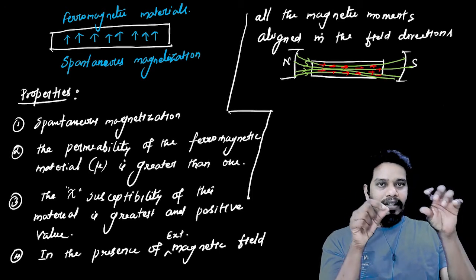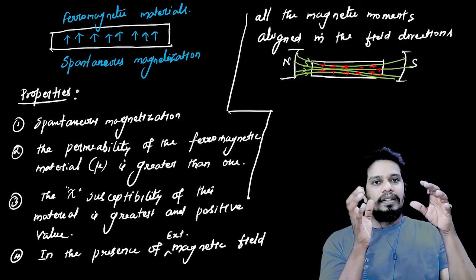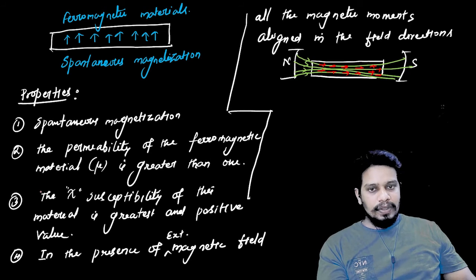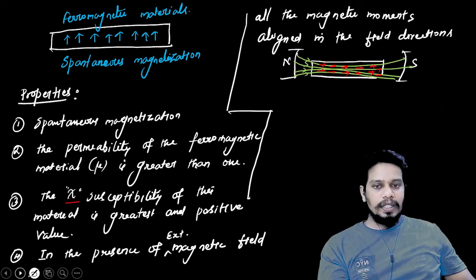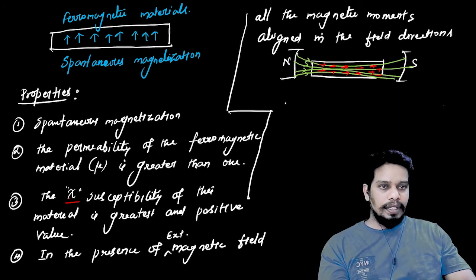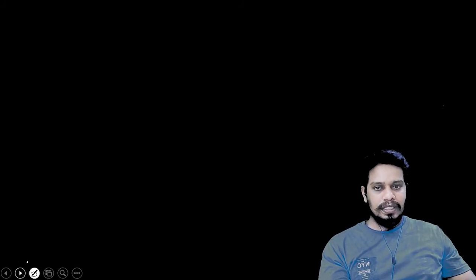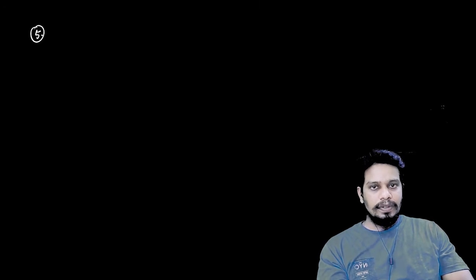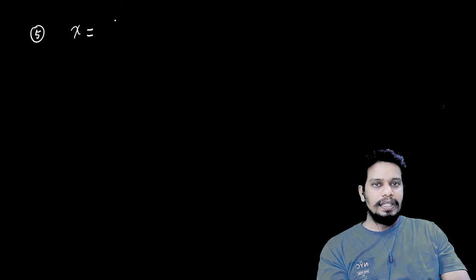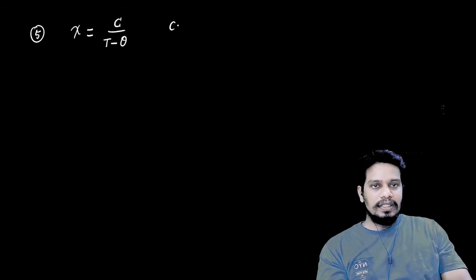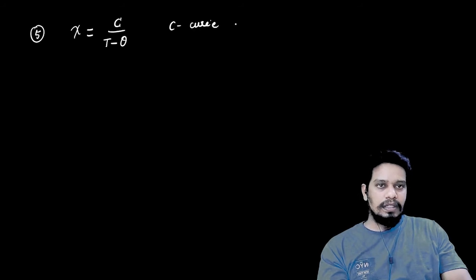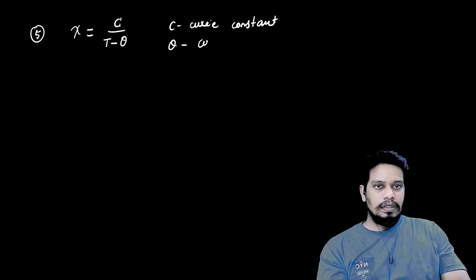Even if you place iron in the external magnetic field, it will get magnetized. So we use one word, susceptibility. What is the definition of susceptibility for a ferromagnetic material? The susceptibility is defined as a constant C, called the Curie constant, divided by T minus theta, where theta is the Curie temperature.